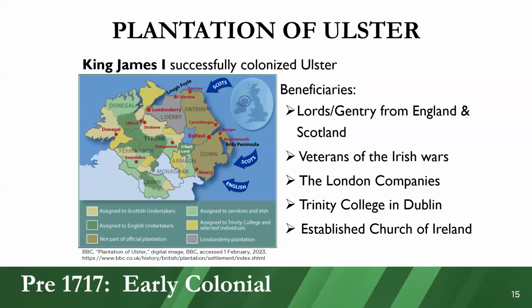The two major divisions were what they called undertakers and servitors. Undertakers would have been the lords and the gentry. They were required on their land to build a castle that was fortified, and they could only have as tenants English and Scottish. Now, the servitors were the veterans. They were the ones who were loyal to the crown, whether they be Irish, English, or Scottish. If they were given land, they were to build a house as opposed to a castle, but it had to be fortified as well, and they could have Irish tenants on their property.